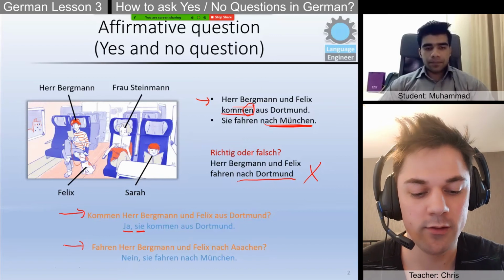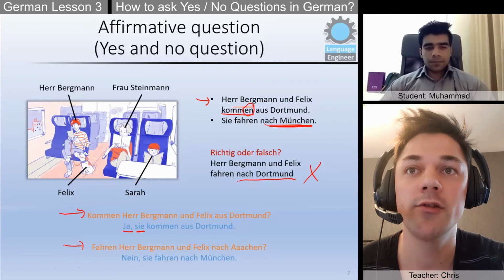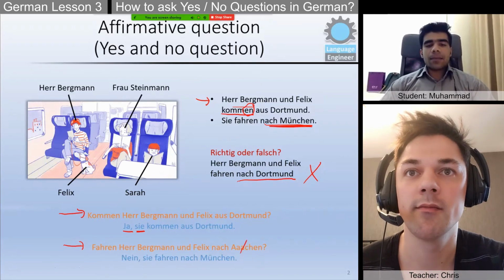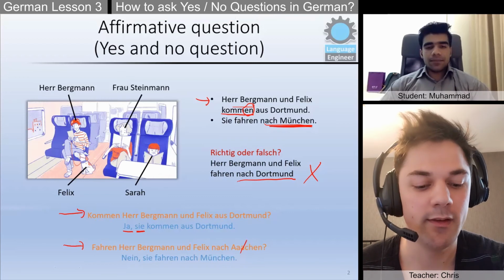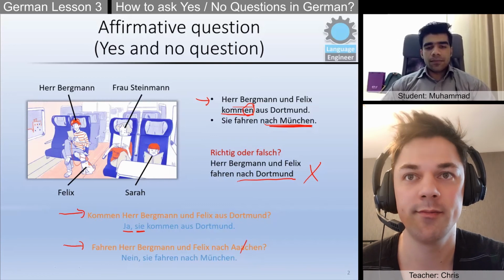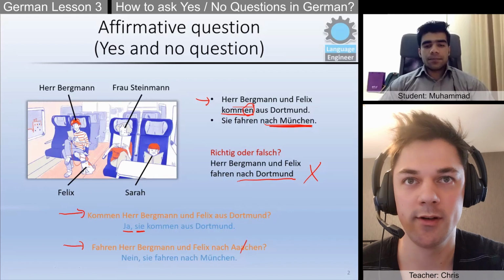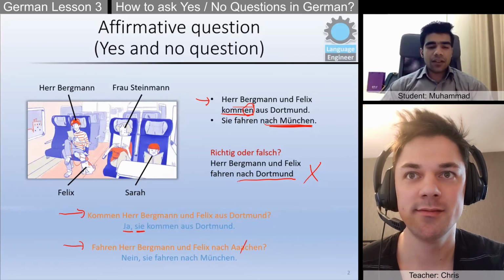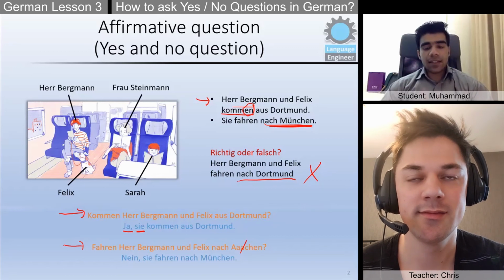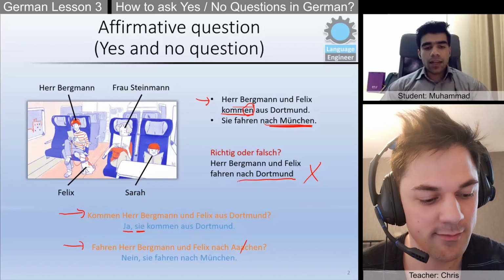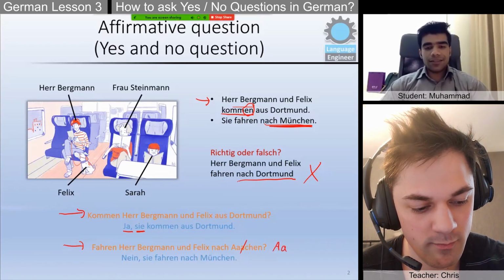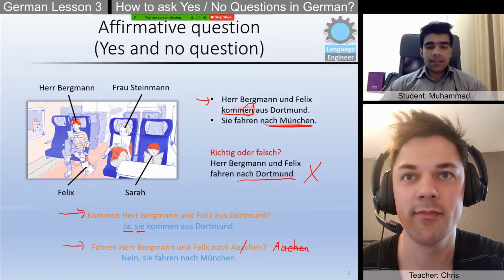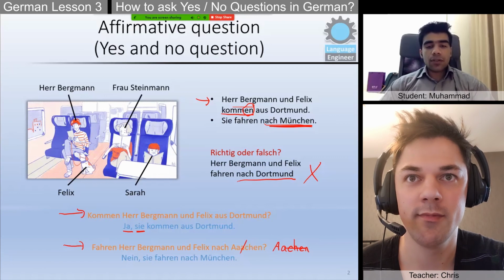Okay, then let's go to the next question. Fahren Herr Bergmann und Felix nach Aachen? Oh, there is one A too much. Fahren Herr Bergmann und Felix nach Aachen? And then the answer is nein, sie fahren nach München. Do you think you can translate that? Yes. We studied previously, fahren is like driving or going. So fahren, Herr Bergmann und Felix, nach is like to, and Aachen is a city. So it means Herr Bergmann and Felix are going to Aachen. Yes, correct. And then the answer? Nein is no. Sie fahren nach München. They are going to München.